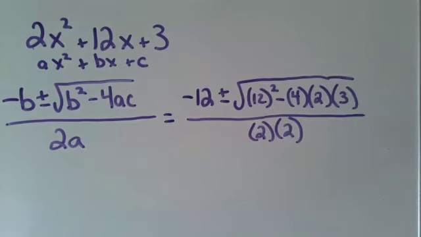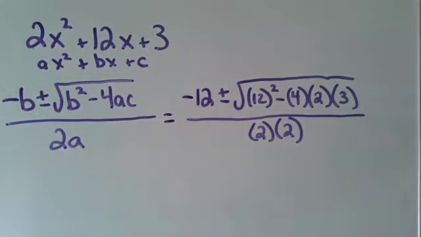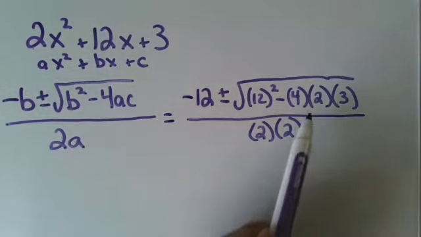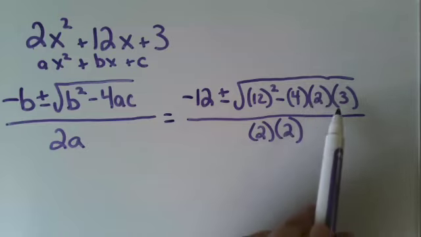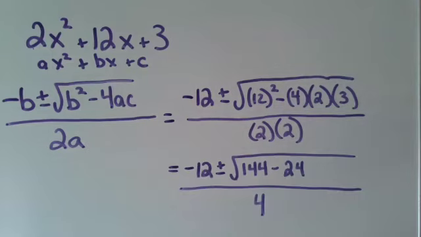Okay, so I've put my b in for my negative b and my b squared. I put my a in for my a here and my a here. I put my c in here. All right, so now I'm going to start to simplify some things. Okay, now a couple things to note.